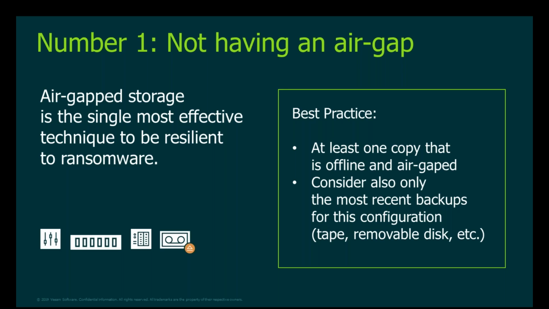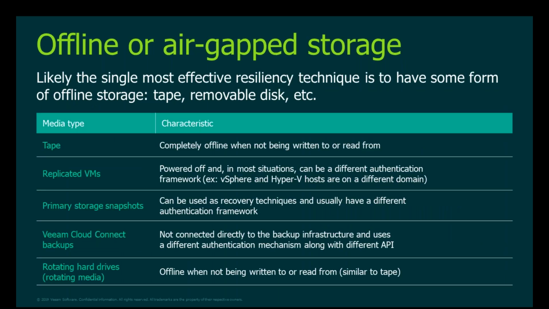But the thought here is that you might want to have a situation where maybe you have a couple of these in use. I realize everyone has a story of tape letting them down, but the reality is it still is very resilient. Replicated virtual machines, that's a great technique to introduce some offline and air gap of sorts. Okay, it's not completely air gapped, but it's offline and there's a completely different authentication framework. Same with primary storage snapshots.